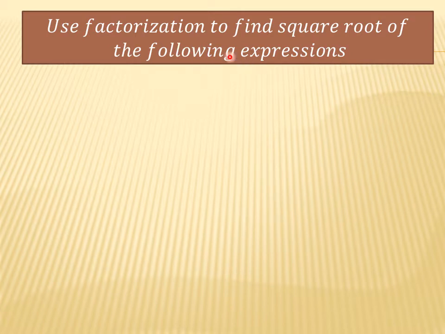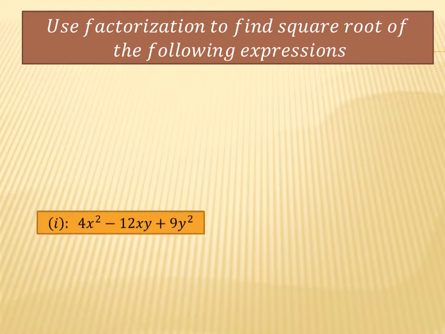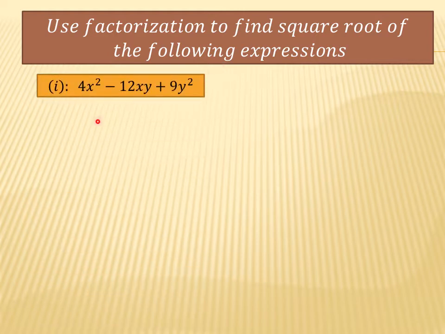It has two parts. First we have to factorize and then we have to find the square root. So first of all we will do the factorization. Factorization could be possible using any of the methods. Formula can be applied or we can break the midterm. So let's look at the question. Question is 4x square minus 12xy plus 9y square.